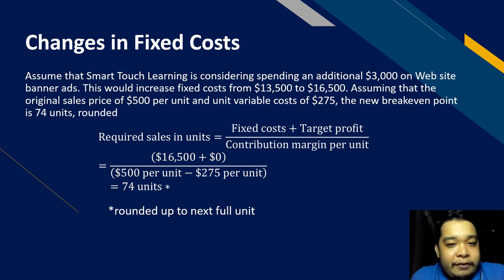Third, increases in fixed cost or changes in fixed cost. Now, because of the fierce competitive market, Smart Touch Learning is saying that we need to advertise more. Because online is the way to go, advertising online, spending an additional $3,000 on website banner ads would be important to the sustainability of our business. So with that, what do you do? You recompute the break-even point from 13,500 plus 3,000, 16,500. And since you know that the fixed cost will increase, you know that you need to sell more to recover that increased cost. And here, we see that the new break-even point is now 74 units.